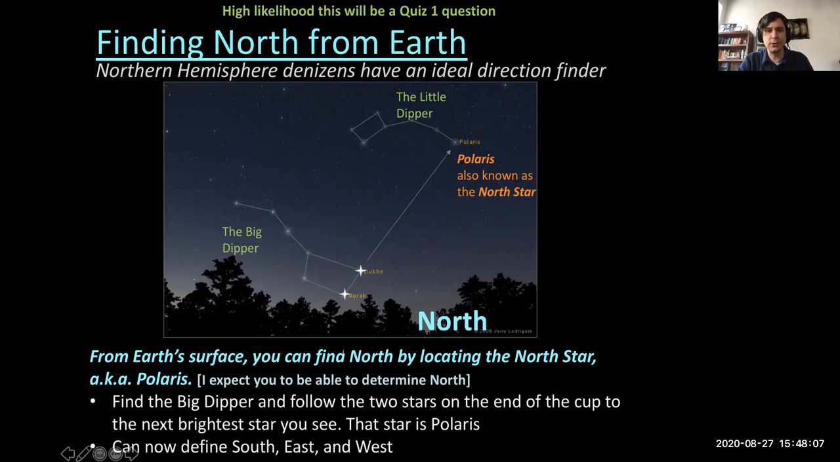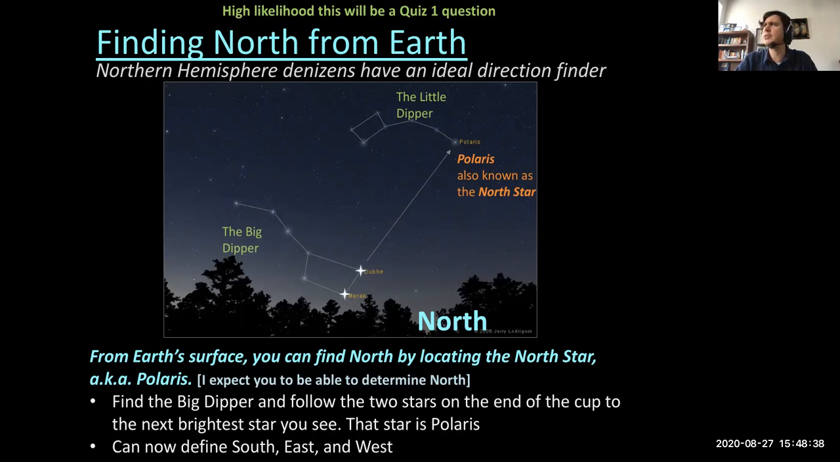Then you're going to go to the cup of the Big Dipper. You're going to go to these two stars that make up the edge of the cup, the far edge of the cup. Use them as a pointer, so draw a line that goes through them. Keep traveling, and the next brightest star you'll find in the sky is Polaris, our North Star. No, Polaris is not the brightest star in the sky, so you can't just find the brightest star in the sky. That's serious.